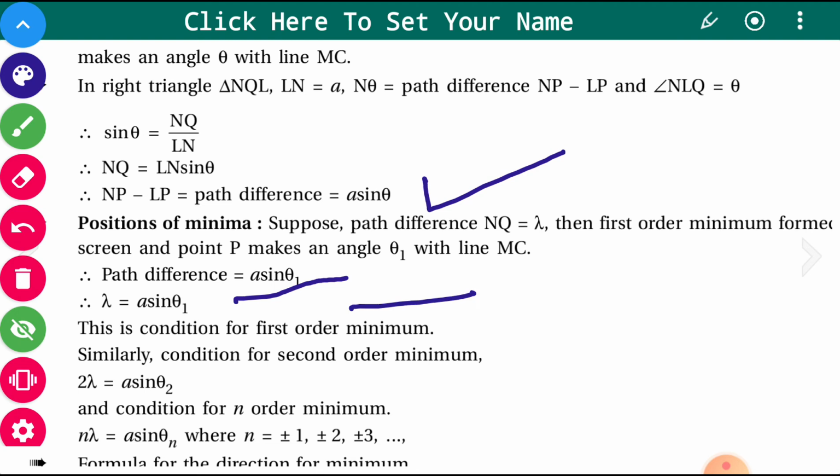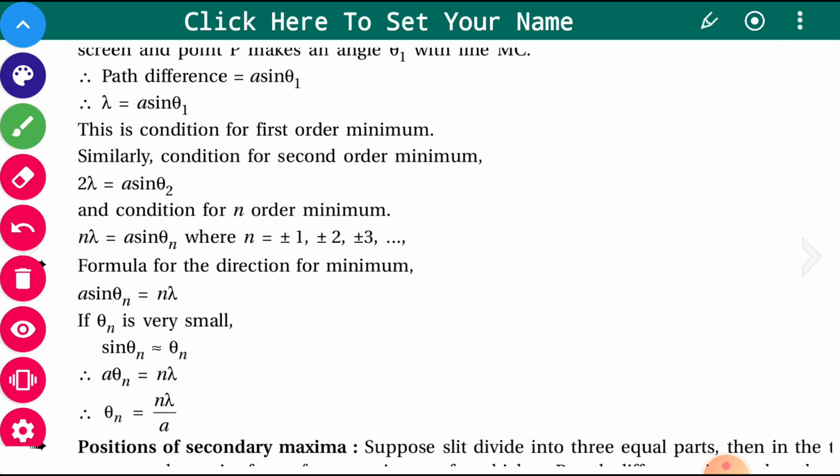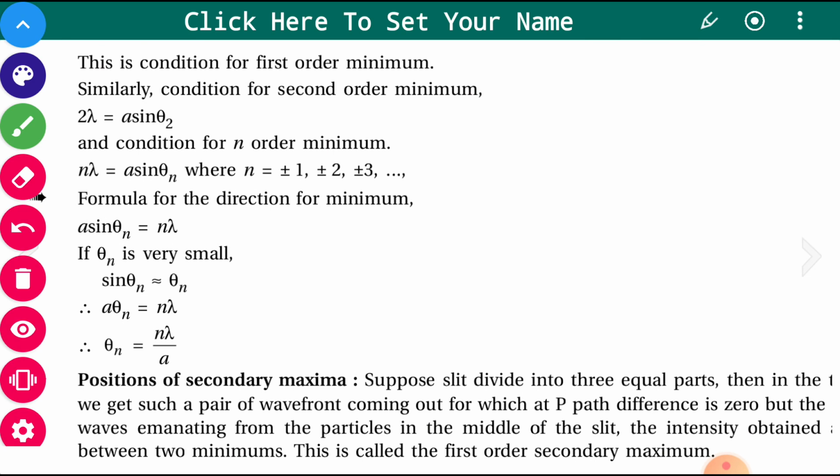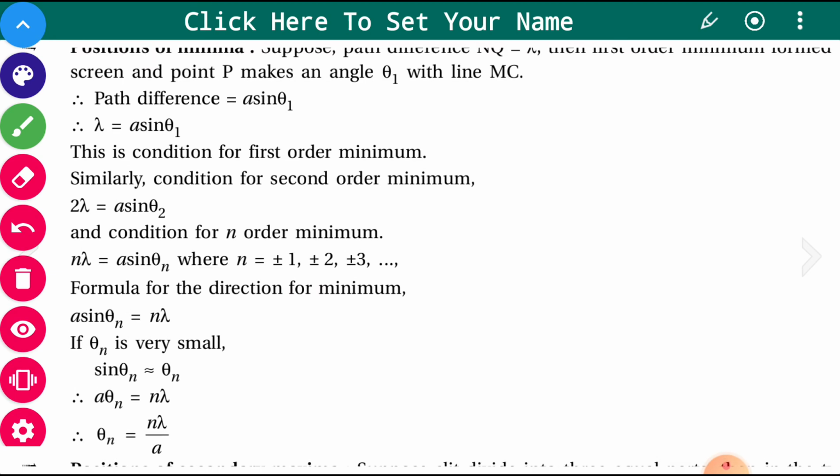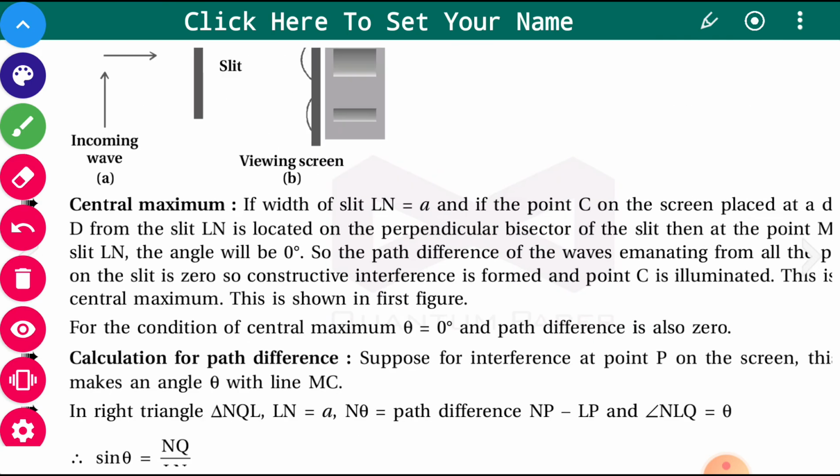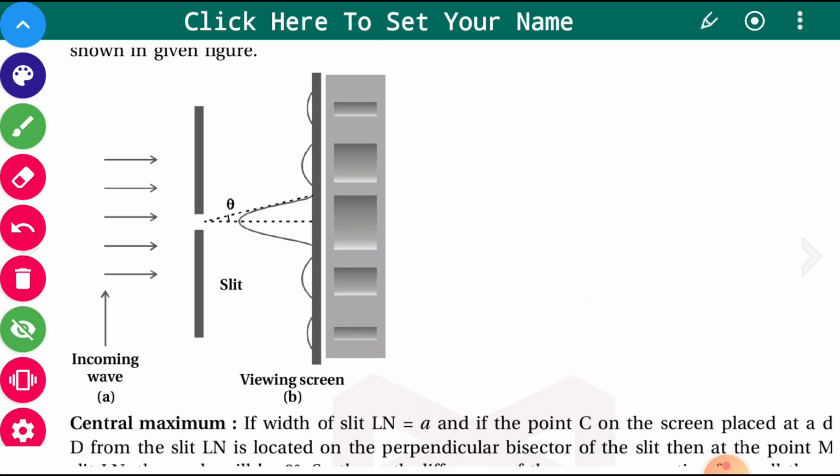If that path difference is lambda or 2 lambda or 3 lambda, then the spot will be bright and you will get constructive interference. Okay, so in general, if the path difference is n lambda, there will be a dark spot. Try to understand here: after the bright spot there will be a dark spot.